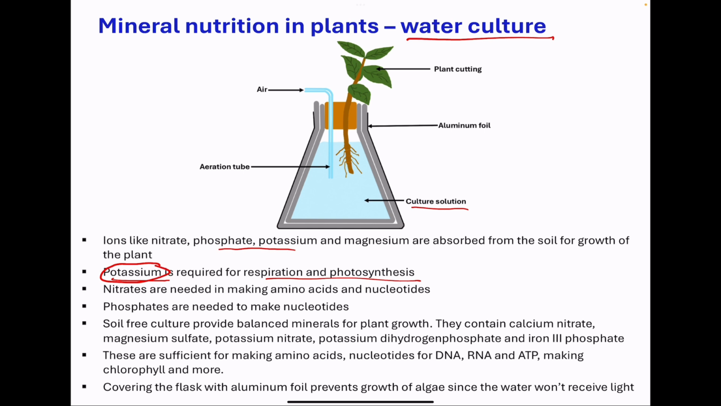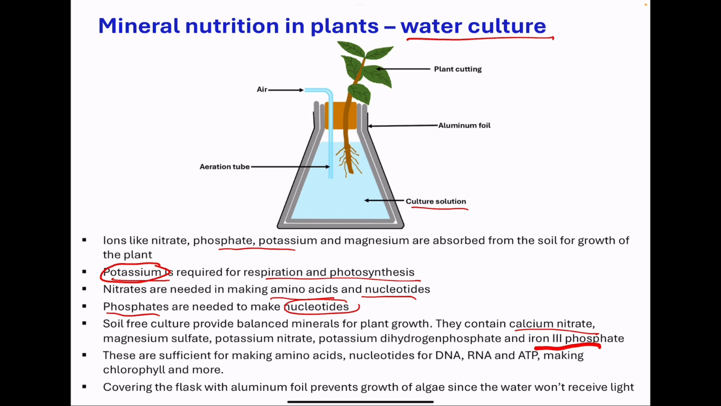The nitrates are needed in making amino acids, nucleotides, and many more. Phosphates, like we've already seen, are going to be used in making nucleotides, which include DNA, RNA, ATP, and so on. This soil-free, mineral-balanced culture contains calcium nitrate, magnesium sulfate, potassium nitrate, potassium dihydrogen phosphate, and many more. And these minerals all provide the necessary ions for the plant to function properly.